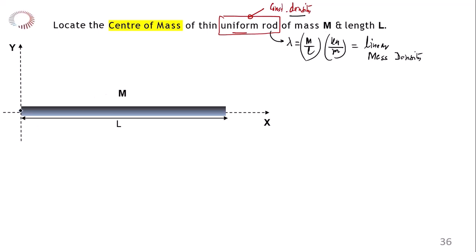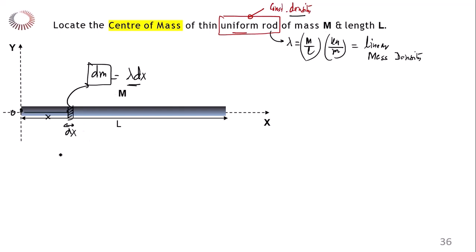Now from this point O, I move by a distance of x along the rod and take an element of length dx. This element has mass, let us say, dm. dm is the elemental mass. What is that mass? That should be lambda into dx. Why? Because lambda is the mass per unit length, and the length of the element is dx. So dm should be equal to lambda into dx.